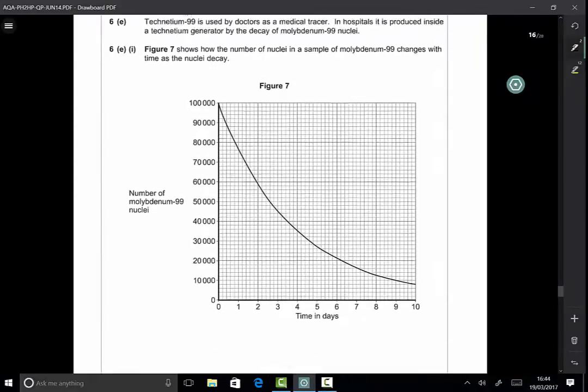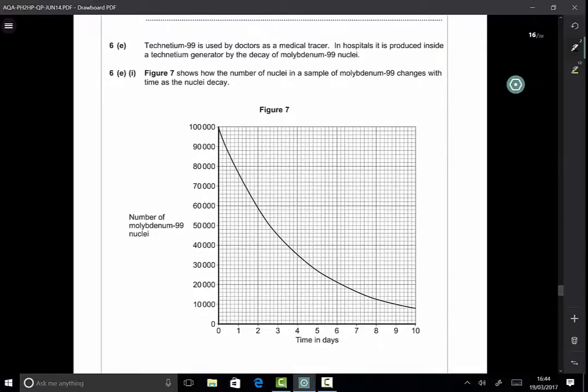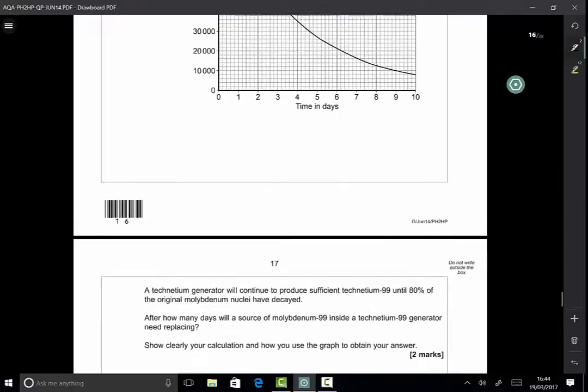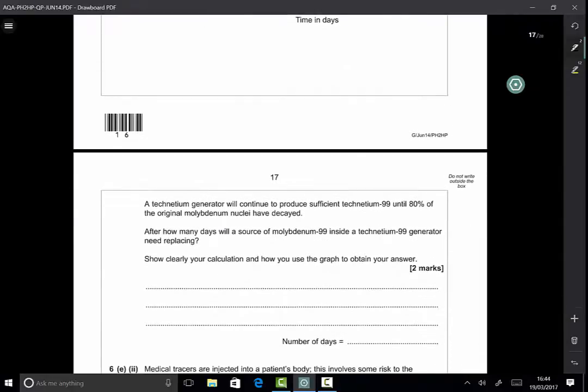Okay, and we've got a half-life graph here. We're given some information about it being used as a medical tracer in hospitals, and it being produced by molybdenum-99 decay. And then here is a graph showing how the number of molybdenum nuclei changes with time as they decay. The technetium generator will continue to produce sufficient technetium-99 until 80% of the original sample have decayed. After how many days will a source of molybdenum-99 need replacing?